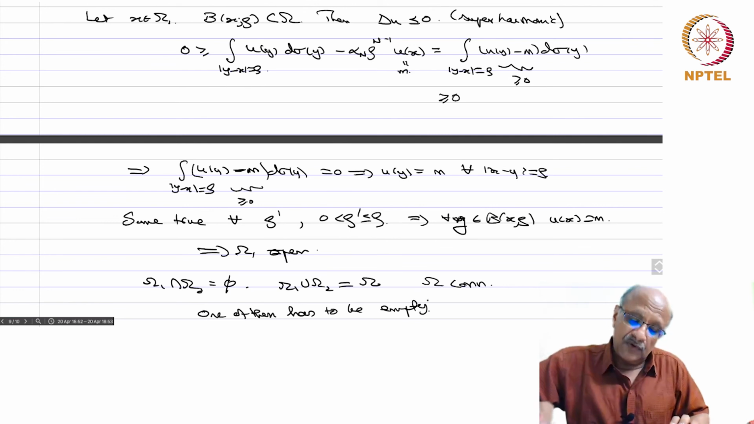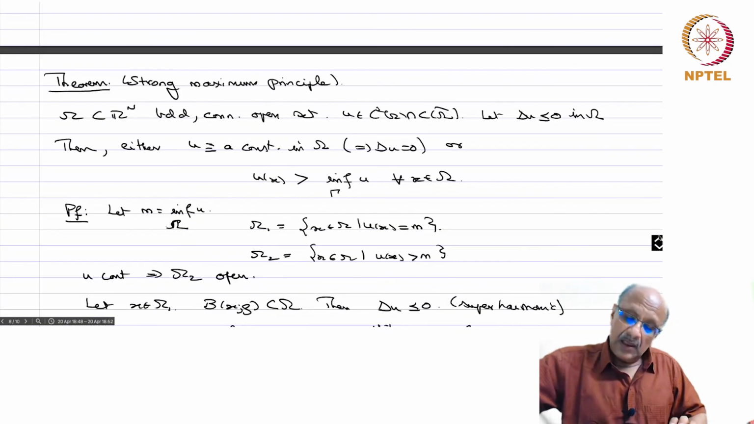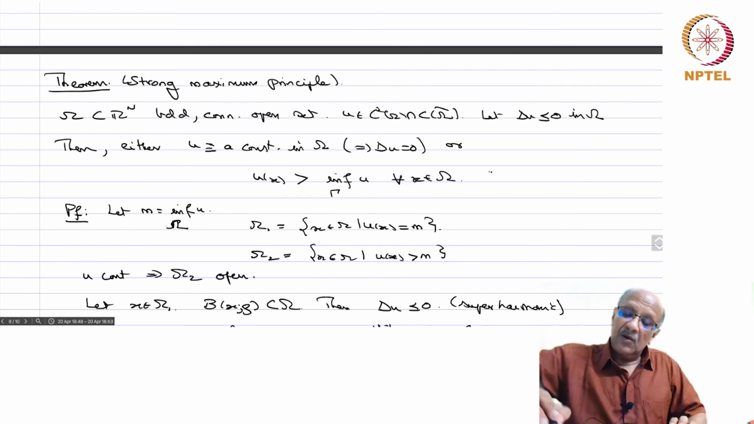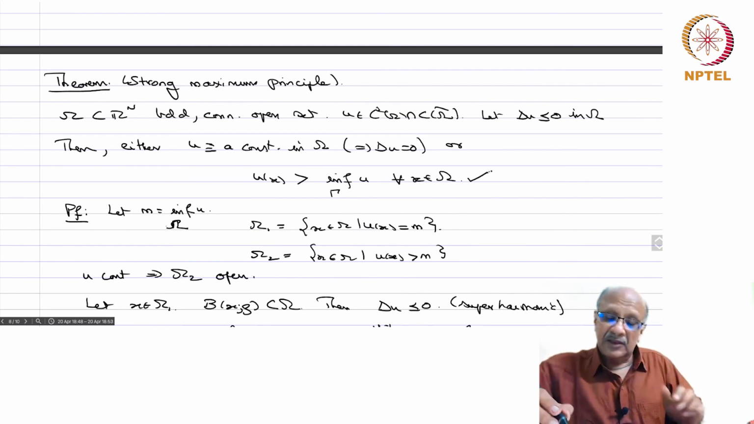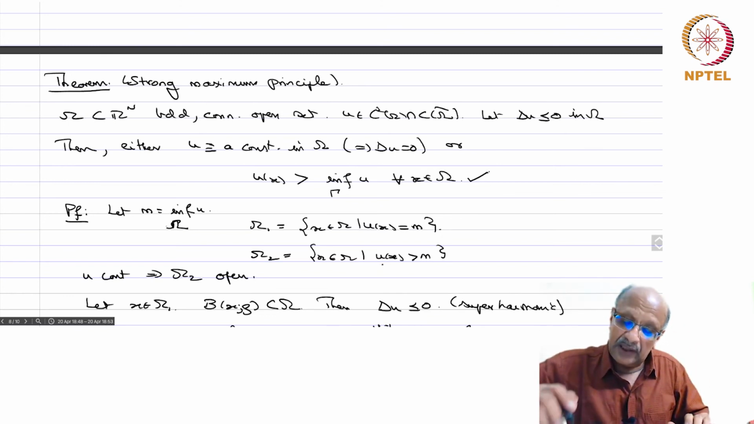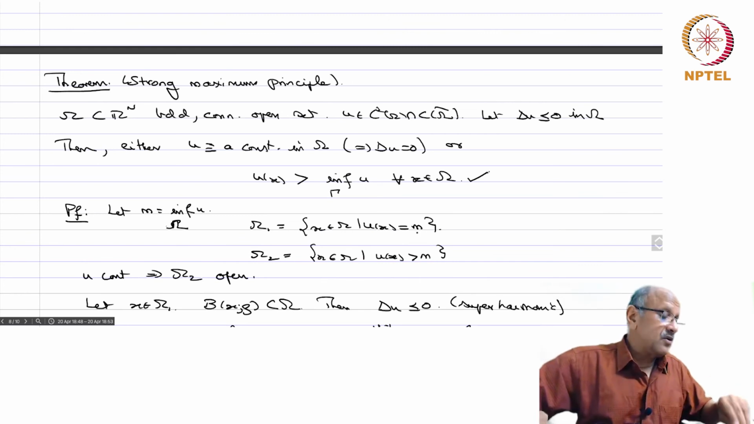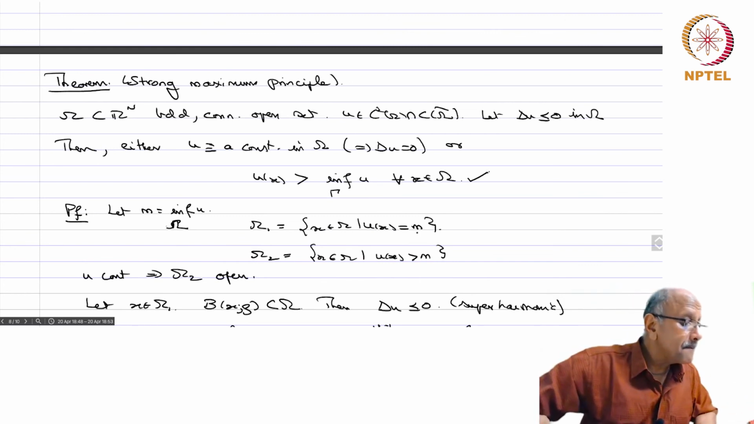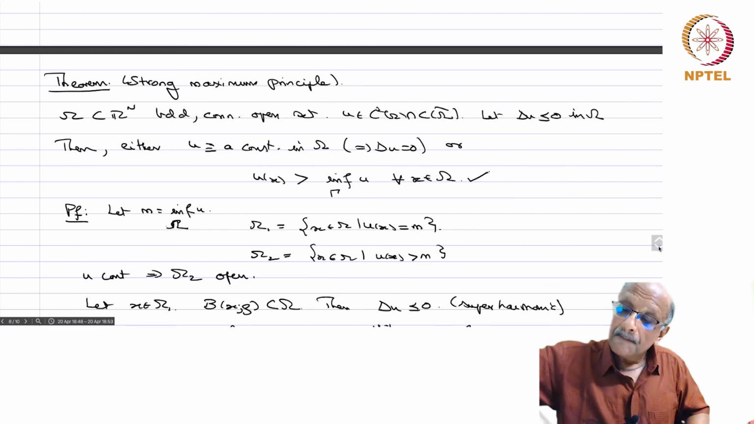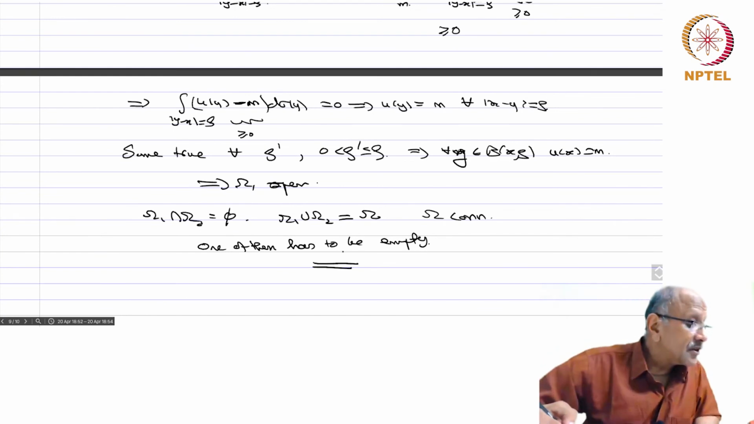And that completes the proof, because if omega 1 is empty, then omega equals omega 2. So, u(x) is strictly bigger than m, and that is precisely what we are showing here. That is, namely, the infimum has to occur only on the boundary, it cannot happen in the domain, and otherwise u in omega is equal to m, that will be whole of omega. So, it will be equal to a constant. So, that proves the theorem. Okay.